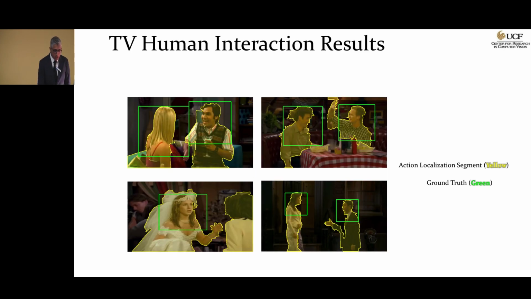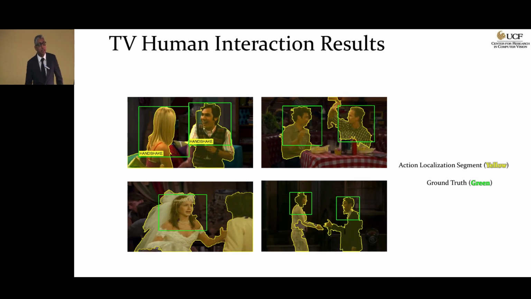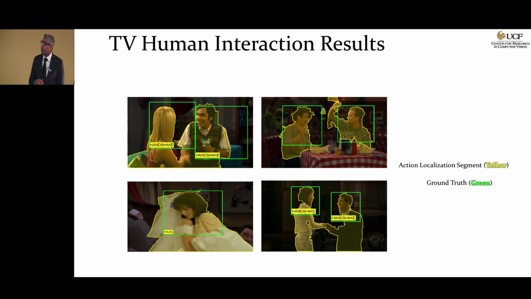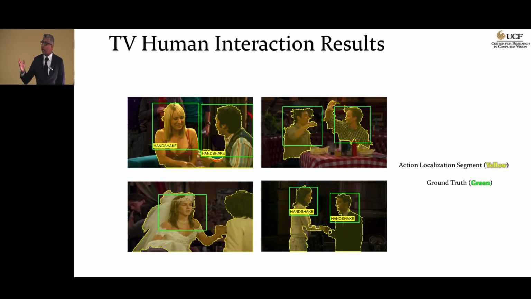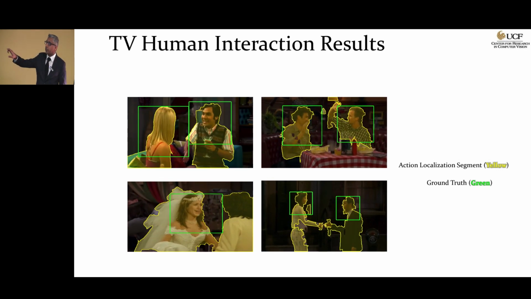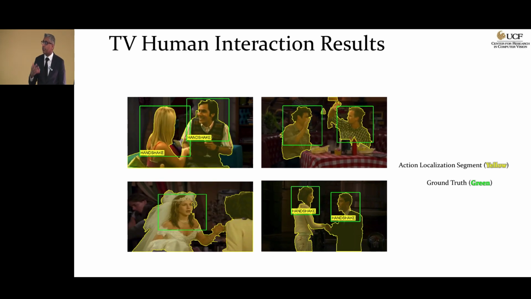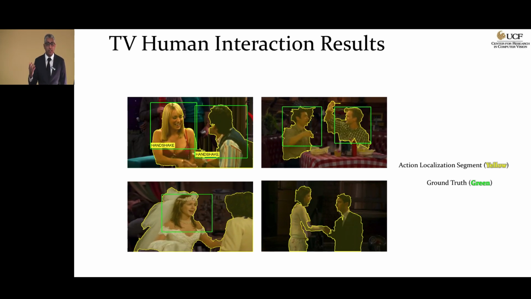Lastly, we show results on TV-human interaction, which is a data set collected from TV shows, as shown over here. This is temporally untrimmed, and we are able to detect and predict what the action is over here, where actions vary from subtle actions such as hug, handshake, and so on.